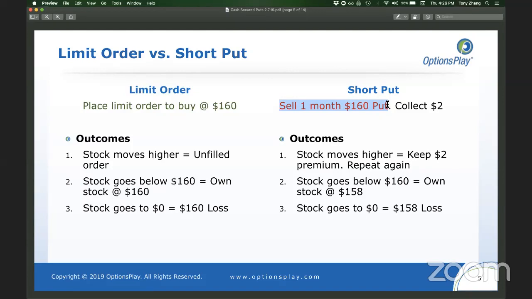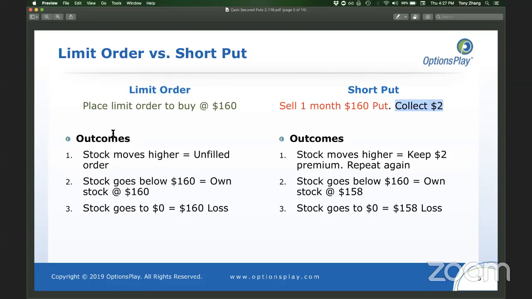So let's say you sell a 1 month 160 put, and for that you collect $2 by selling that put. And this is really where a lot of users have this misconception of a lot of risk, because you're collecting $2, but you're risking $158 to place that trade. And that doesn't sound like a very strong risk reward ratio. However, let's take a look at the outcomes and see the difference between the two.